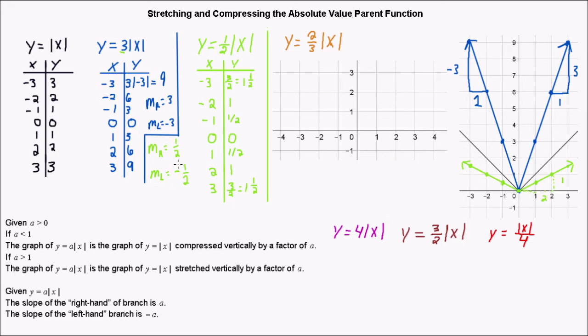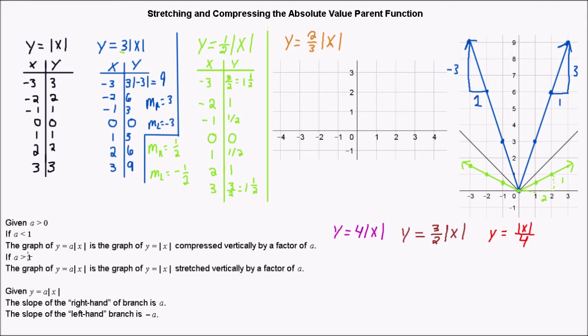And for the left-hand branch, you would obtain a slope of -1/2. So you can try out a few more values of a being greater than 0, and ultimately reach this conclusion. If a is less than 1, the graph of y equals a times the absolute value of x is the graph of the parent function compressed vertically by a factor of a. That's what we saw here in this 1/2 case. We compress the parent function by a factor of 1/2.